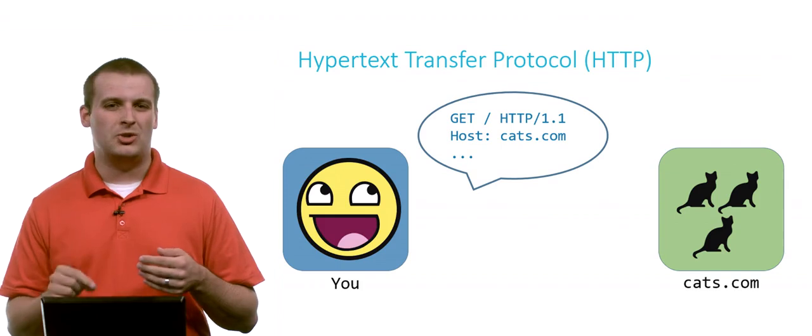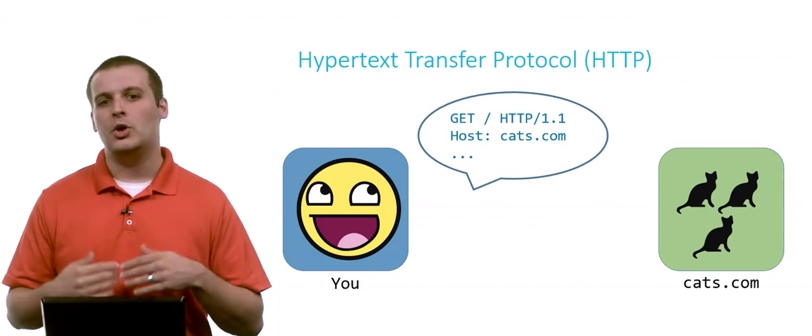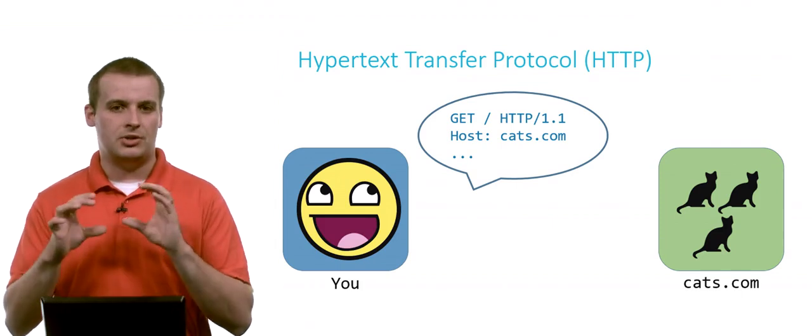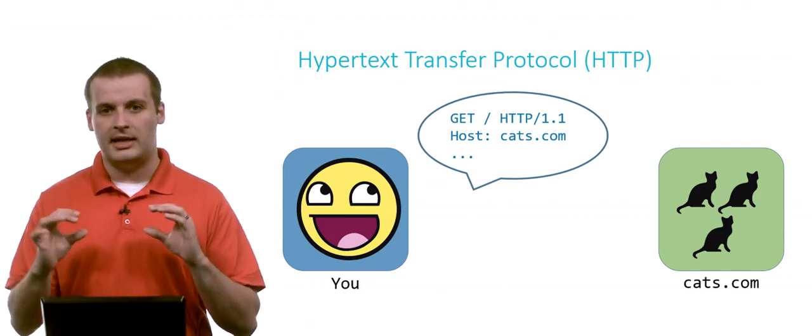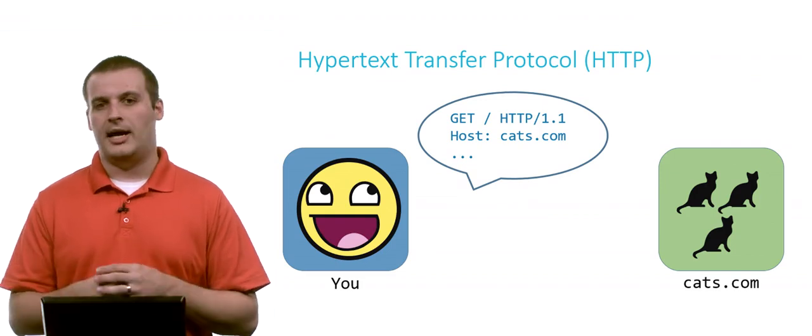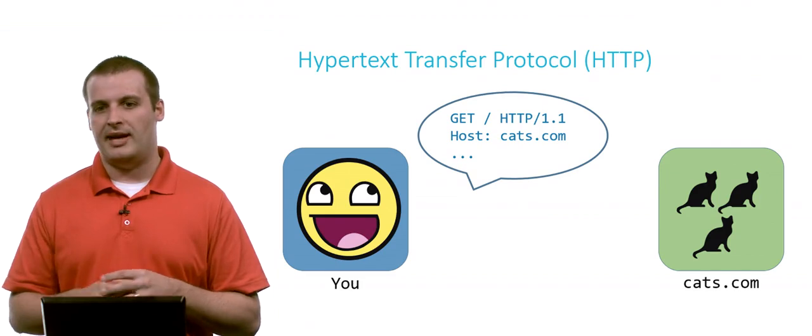And then there's other information too, which is information about who you are. So cats.com would know where to send it. But these are the two critical parts at the very beginning of an HTTP request. Just like when you start a letter, you say, dear blank. This is very similar in spirit to that.